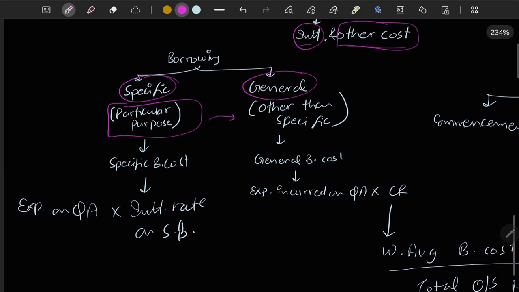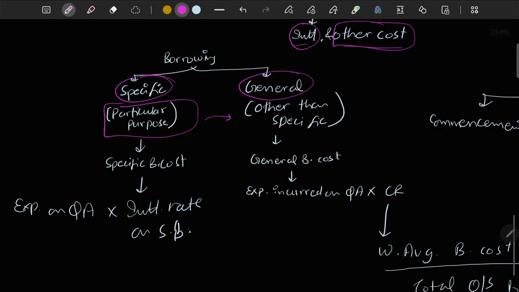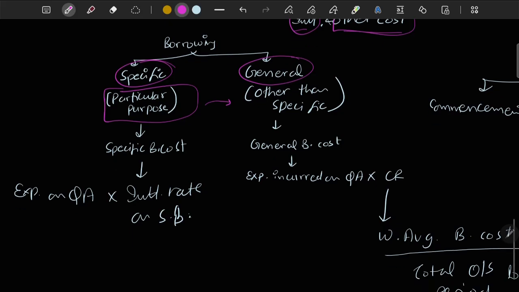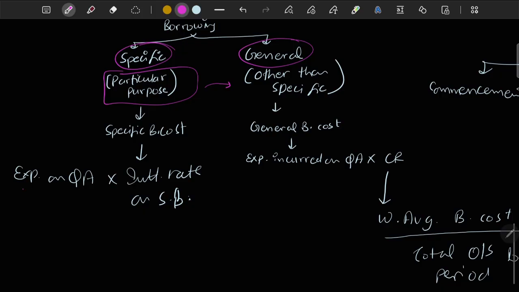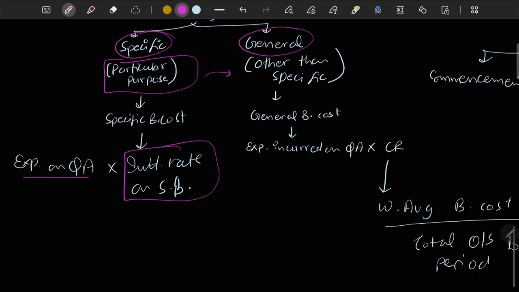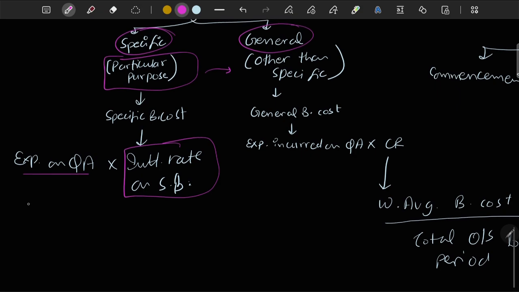Okay, so if we have taken borrowings for a specific purpose and our purpose is completed, then those borrowings are also considered as general borrowings. Okay, so how will we calculate the specific borrowing cost? Specific borrowing cost is expense on qualifying asset incurred into interest rate on specific borrowings, provided the expense is actually incurred.